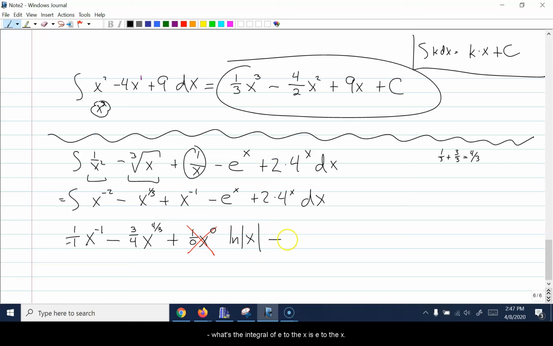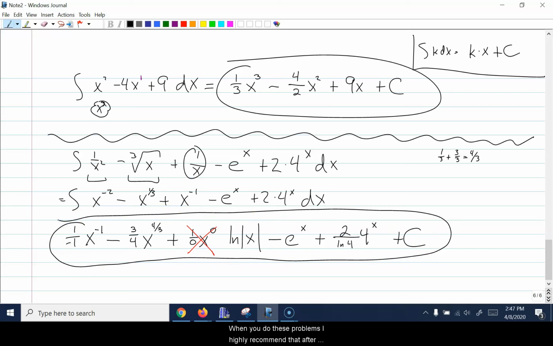Minus, what's the integral of e to the x? It's e to the x. Plus, what's the integral of 2 times 4 to the x? 2 is a constant out front, stays out front. Ignore the 2, or write it down when you're done. What's the integral of 4 to the x? The derivative of 4 to the x is 4 to the x multiplied by natural log 4. So the integral is 4 to the x divided by natural log 4. And the 2 should still be there. I'll stick it on top of the fraction. And I need a plus c. There we go.